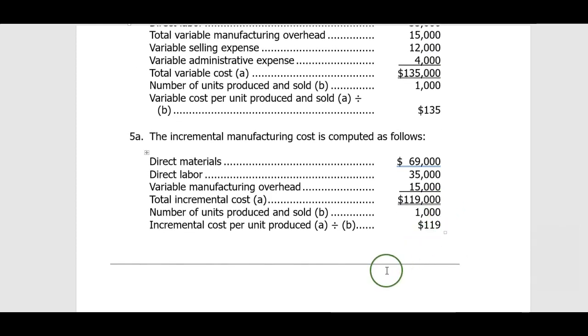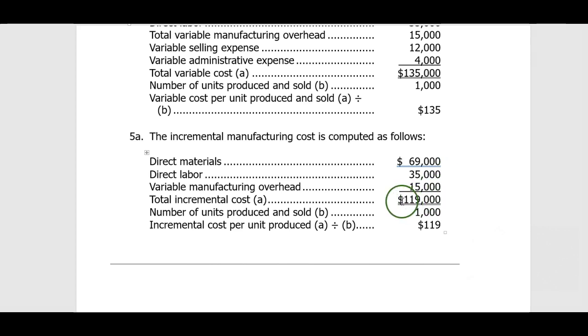5A, he wants to know the incremental manufacturing cost. So how much does it cost us to produce one more unit? What are the production costs for us to produce one more unit? Well, it's going to be the direct materials, the direct labor, variable manufacturing overhead cost, and all three of those added together then give us the total incremental cost.